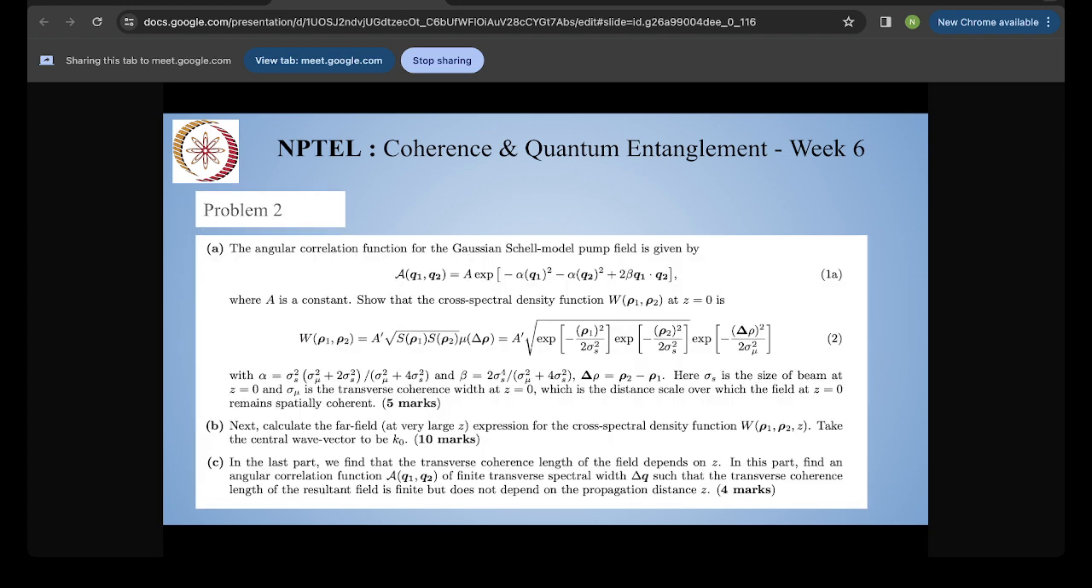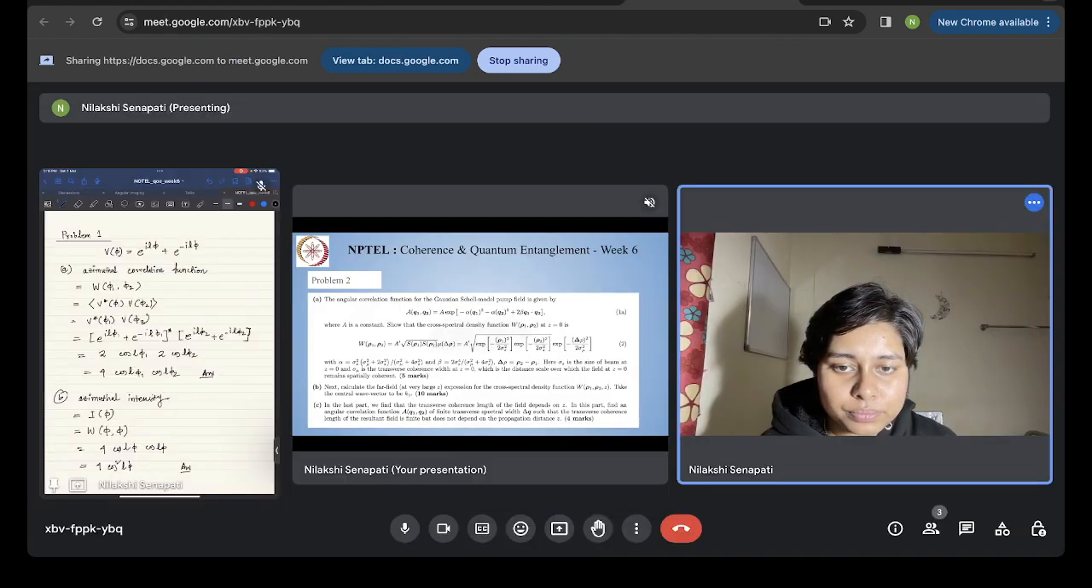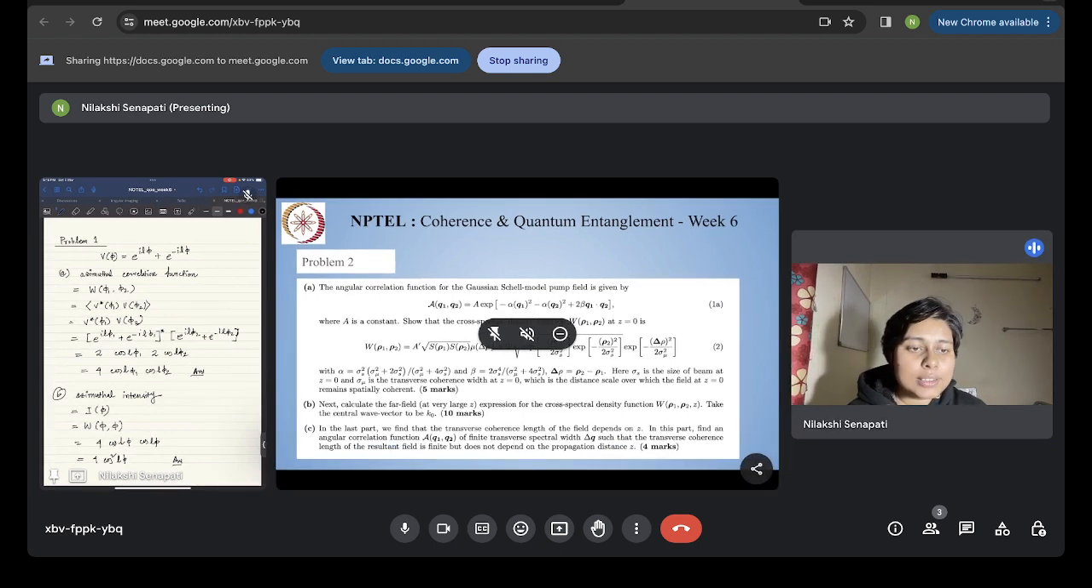This is problem 1. Now we will do problem number 2, which you can see here in this slide. But before that, I will again wait for a few more minutes for some students to join, and let us wait for 2 more minutes, then I will start discussing this problem.